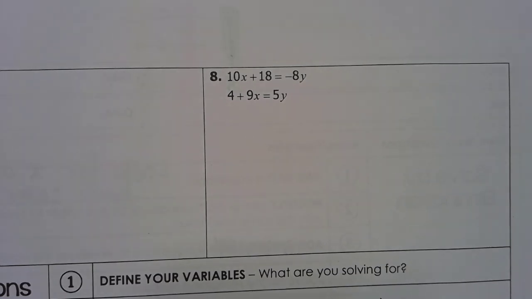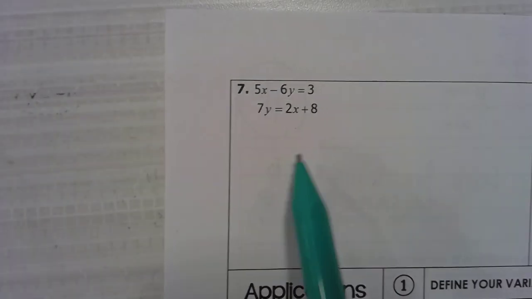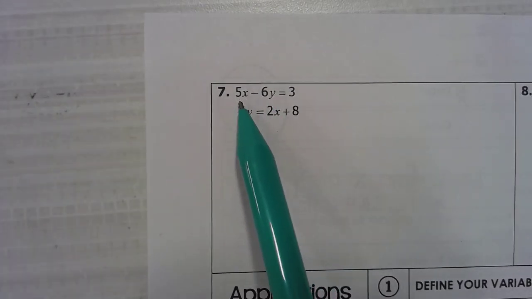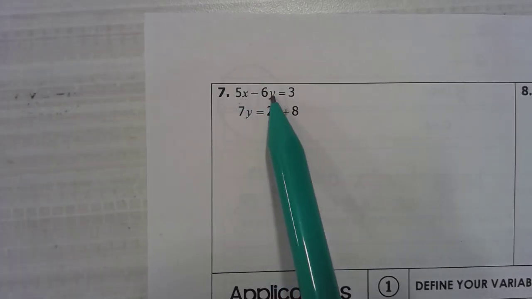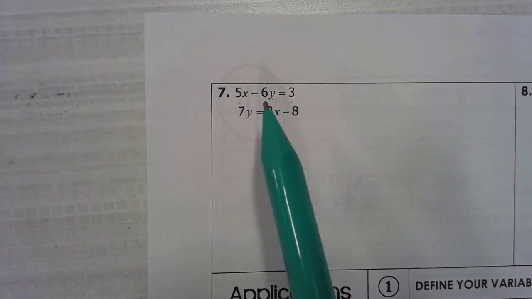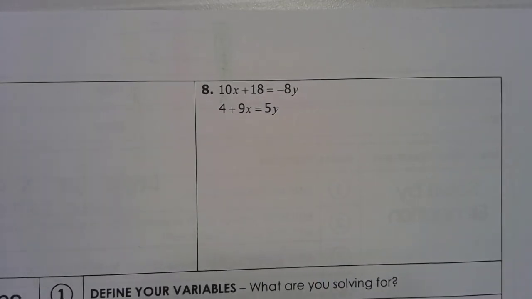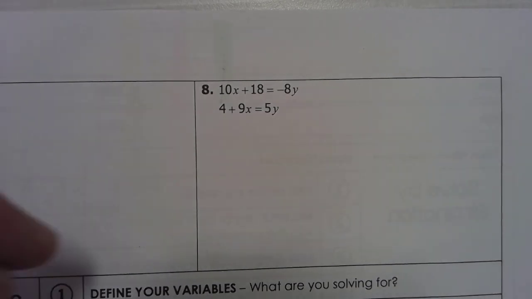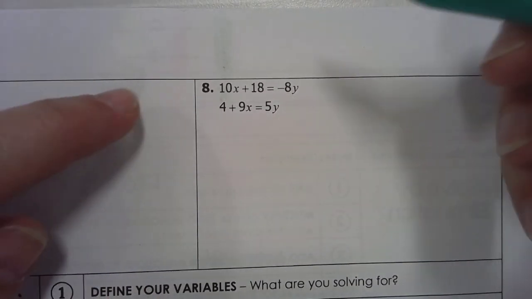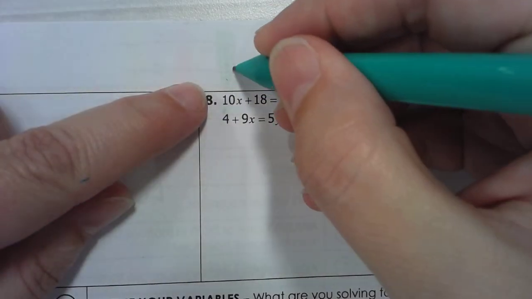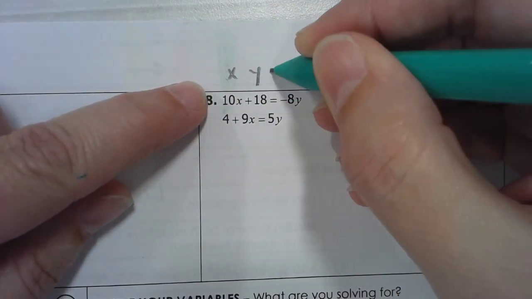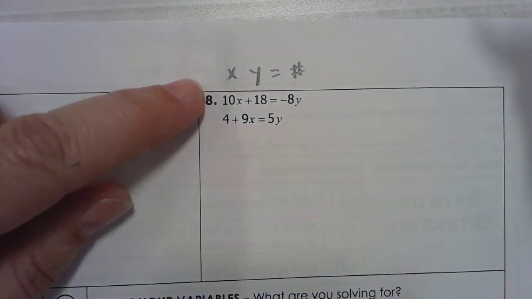Number 8, because it's the harder one. The reason that 7 isn't as hard is because this first equation is already good. It already says x, y equals a number. We just have to move the second one. On number 8, they both messed up. Why couldn't math just be easy? Okay, so we want x's, y's equals a number.